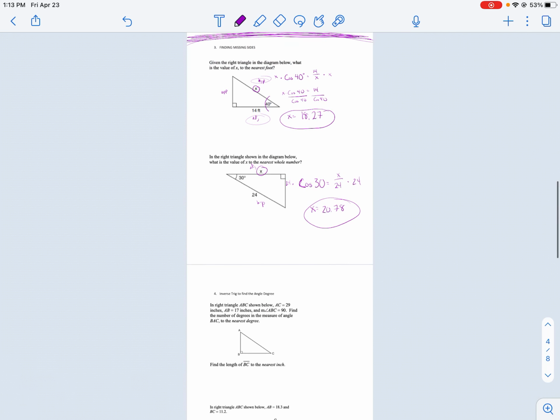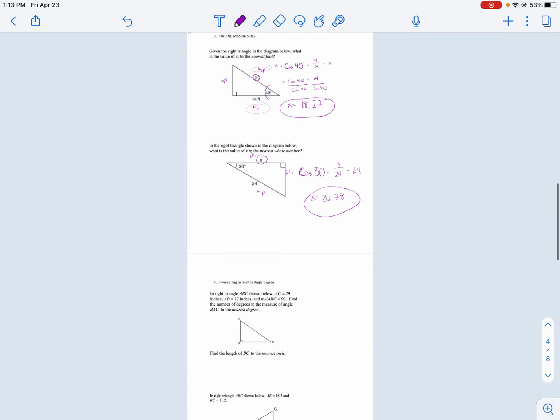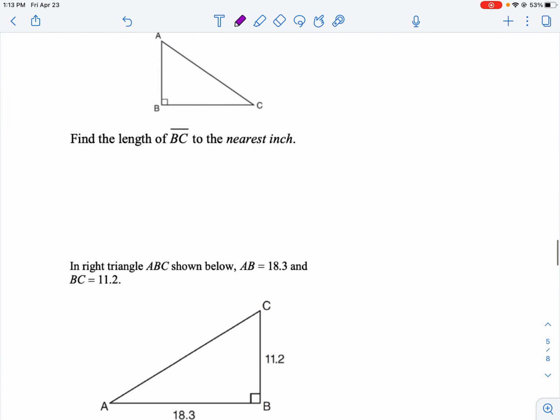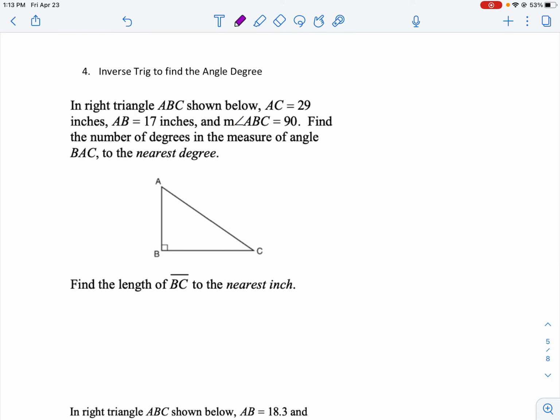Okay, and let's take a look at the last couple here. So we're going to use inverse trig here. What we're actually looking for is the angle measure based off of the ratio here. They're telling us AC is 29, and AB is 17. And we're looking for the measure of angle BAC, which is this guy up here. So this is our hypotenuse. This is our adjacent side. And so we're going to have to use the cosine of A is equal to 17 over 29.